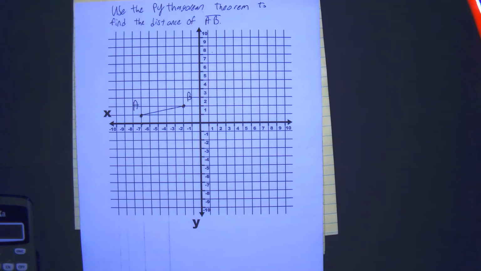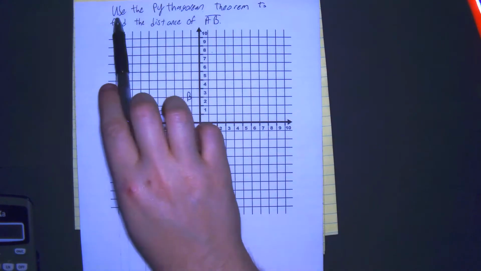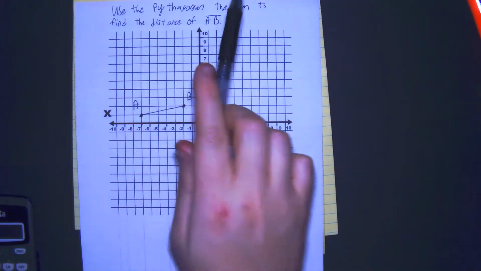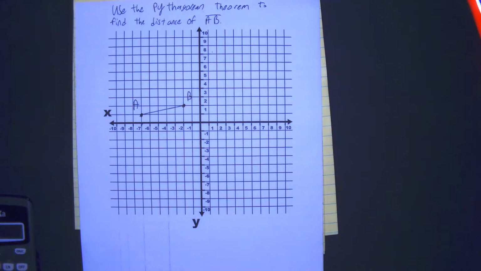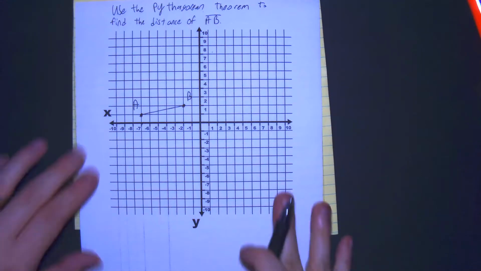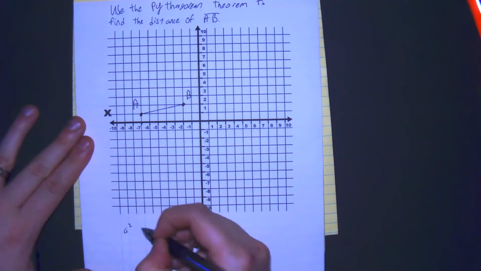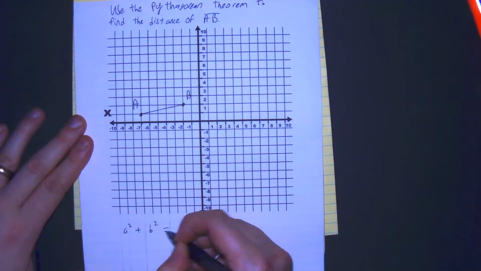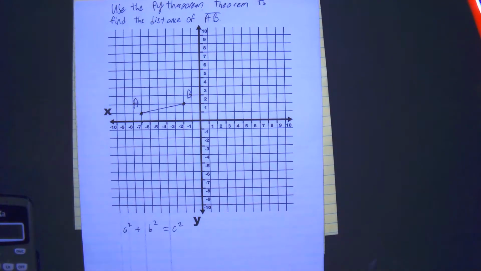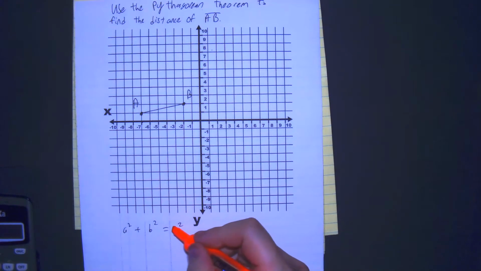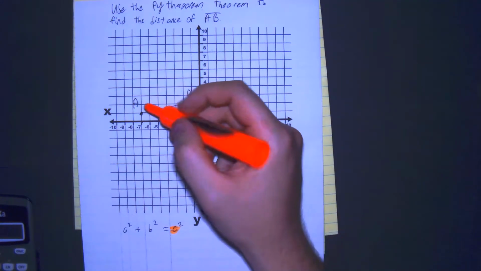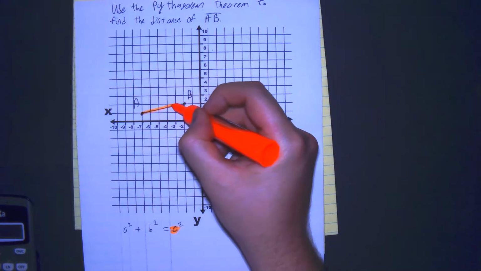We're going to be using the Pythagorean theorem to find the distance of line segment AB. So the Pythagorean theorem is stated by a squared plus b squared equals c squared. If we were to look at it, this c is this distance of this line.